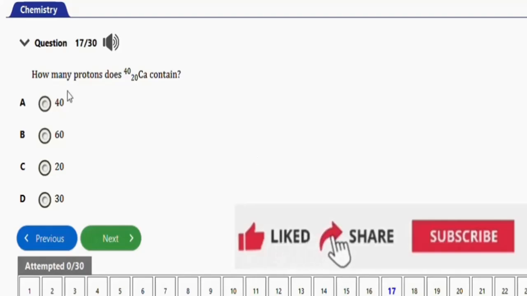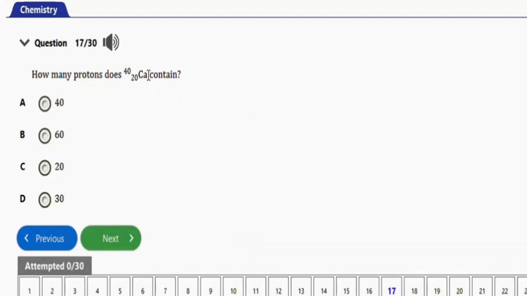So this question says, how many protons does this element contain? This is calcium. How many protons? This is basically 20. Very simple. This 20 here is the proton number, or the atomic number. Next question will be this one.